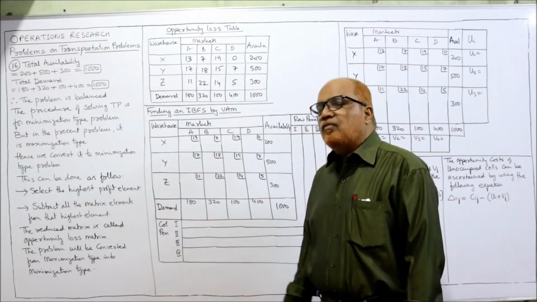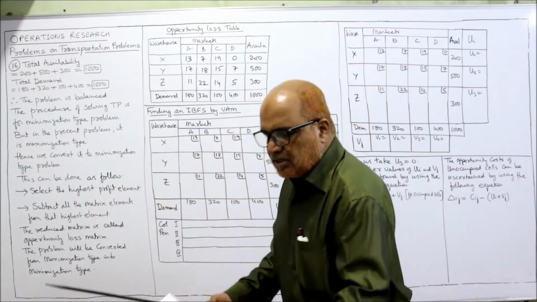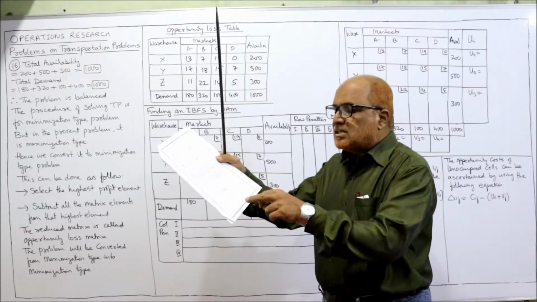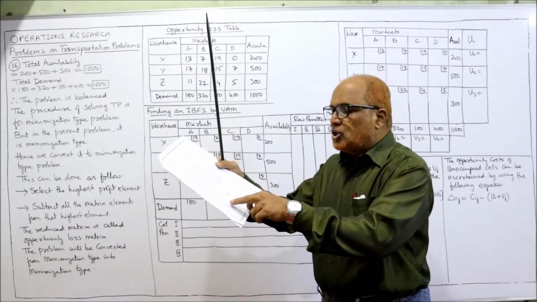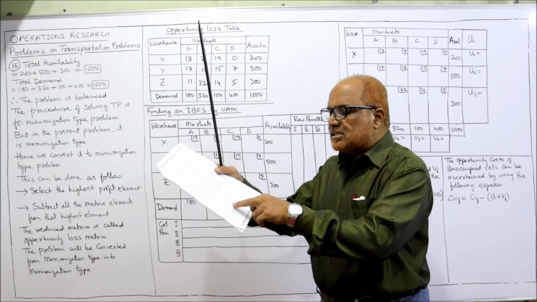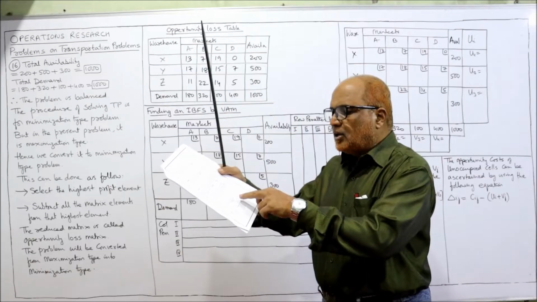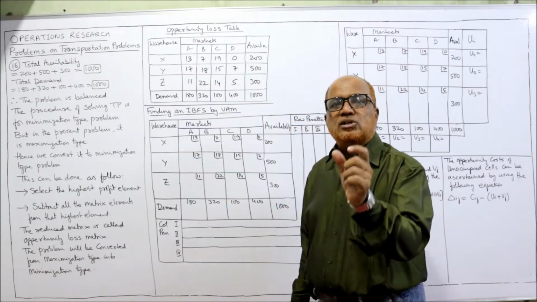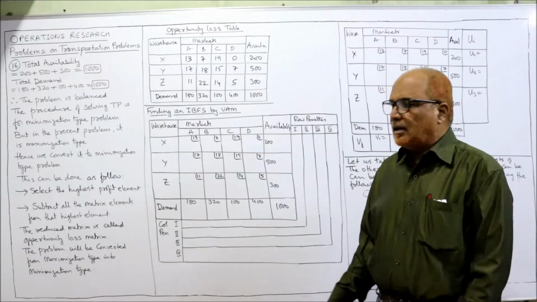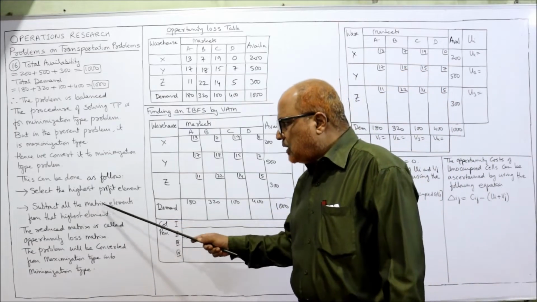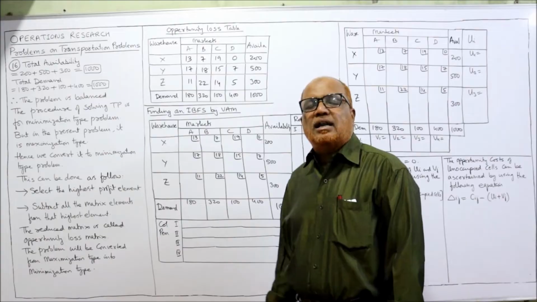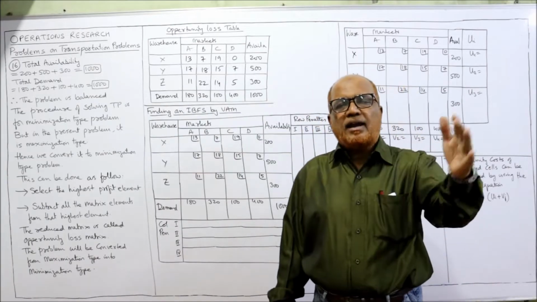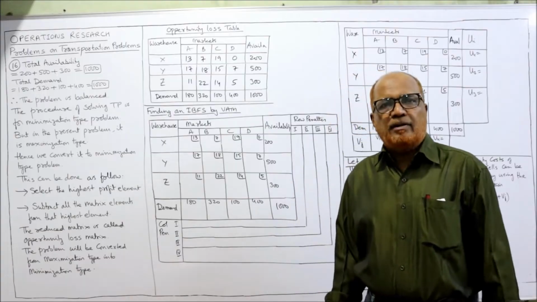Select the highest profit element. In the matrix, all profit elements are given. See what is the highest profit element: 12, 8, 14, 18, 7, 3, 6, 10, 11, 25, 18, 20. You can see the highest element is 25. Select that element and subtract all the matrix elements from that highest element. From that highest element of 25, subtract all the remaining elements.